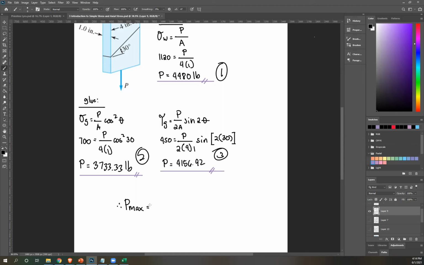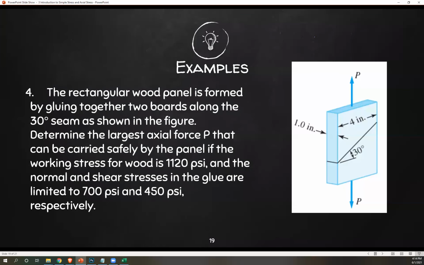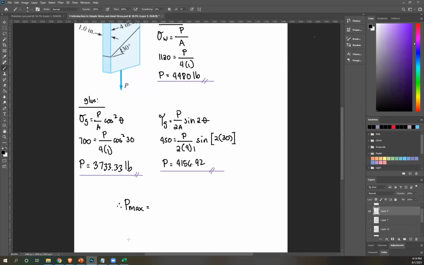Okay, correct answer is, okay, most of you got it correct. It's 2. It's this one. Why? It's the least answer. It's the minimum value. Although we're looking for the largest axial force, it's also the one that's safely carried. Okay? So 3,733 pounds.